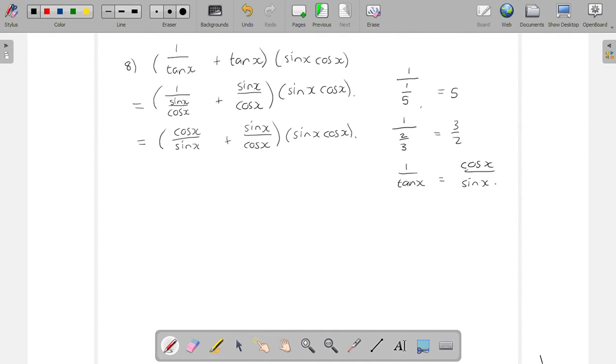Okay. Nou gaan ek hierdie ding een breek gaan maak. So what will the common denominator be? Sin x cos x. Stem julle saam? Okay. Met wat moes ek sin x vermenigvuldig om by sin x cos x uit te kom?